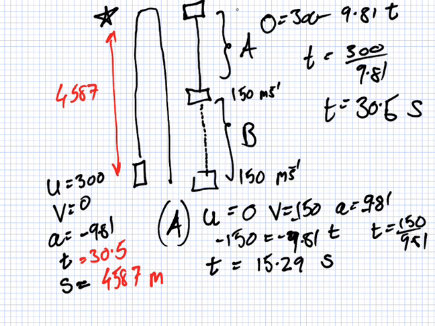Now I should find this distance here. So I'll do the same thing. S equals U, which is 0, T, and then a half A T squared, where T is 15.29. So when I calculate the S here, I get 1147 meters. So now I can know the distance for the last part of the journey.